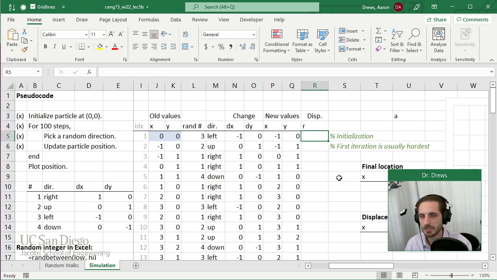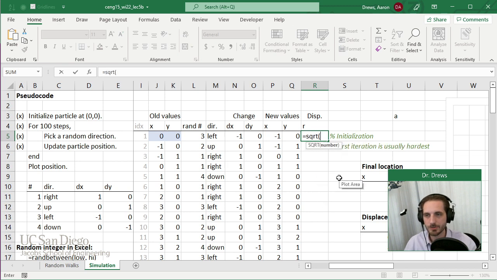So if I want to calculate the displacement, I say take the square root of whatever the x value is squared and add to it whatever the y value is squared. Notice I'm using the old values again, not the new values, because that's the set that we're actually plotting on here. The new values just get updated into the old values on the next iteration of our simulation.